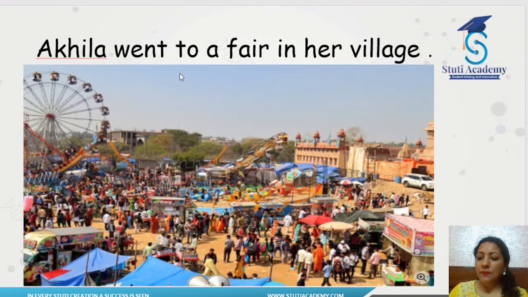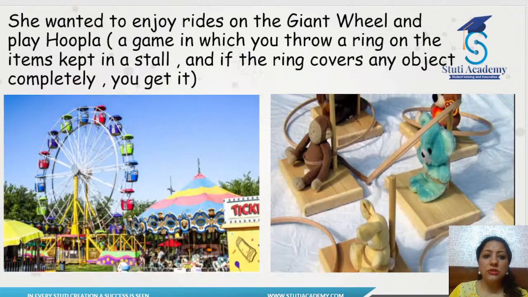So we have Akhila. She went to a fair in her village. So just see, there's a nice fair and it's a village. Now she wanted to enjoy rides on the giant wheel and played hoopla, a game in which you throw a ring on the items in the stall, and if the ring covers any object completely, you get it. I hope you've already played this game hoopla, when the ring completely covers a particular object, then you win that object. Also, we have giant wheel. You must have enjoyed it when you were young. Yes, we still enjoy giant wheel here.